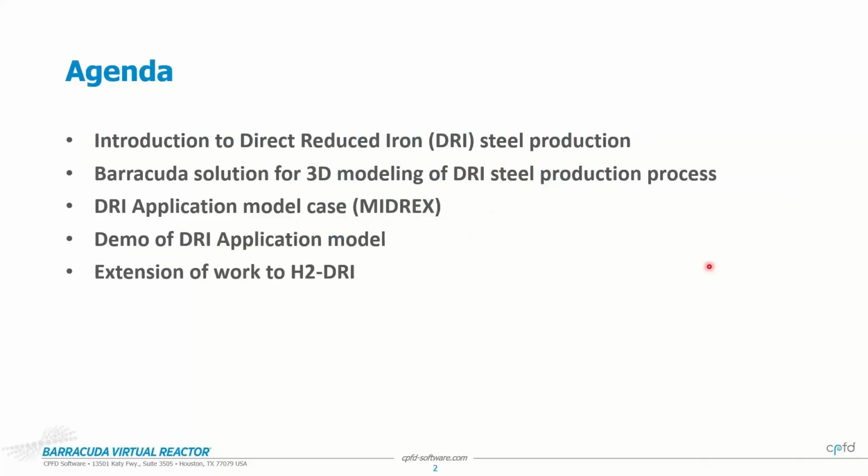All right, so I want to lay out a quick agenda for this talk. I'll be talking about what direct reduced iron steel production is and how it fits within the broader steel production industry. I'll talk about why Barracuda is a suitable tool for modeling this type of process in a three-dimensional domain. We'll showcase our application model that's available on the CPFD website and give a demonstration of how it might be used in a manner that can be useful to you. And we'll talk about how this application model can be extended onto further iterations of this model, including the operation of a hydrogen-based shaft furnace.